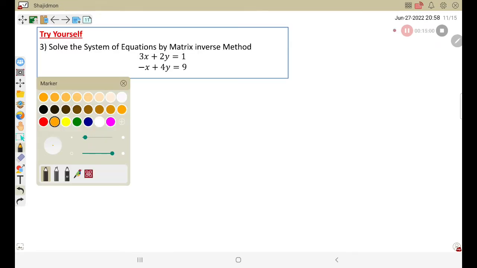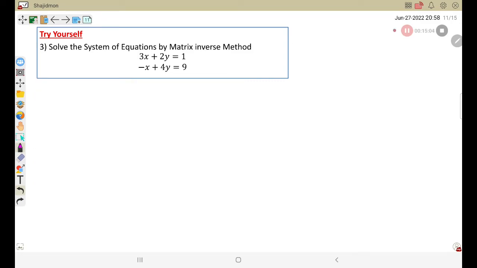Question number 3. Question number 3 here. Solve the system of equation by matrix inverse method. Try yourself, that one can do first. Okay. So A matrix here 3, 2, -1, 4. B matrix 1 and 9. Capital X matrix X and Y.